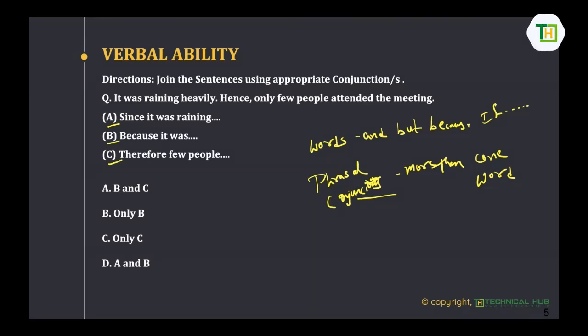Now, what are these phrasal conjunctions? What are we going to do here? Here we are going to understand there is one sentence given and three phrases are given. Using any one of these phrases, you have to rephrase the sentence. And how is that happening? Let's check it out. It was raining heavily. Hence, only few people attended the meeting. Now, what does hence mean here? Hence means the reason.